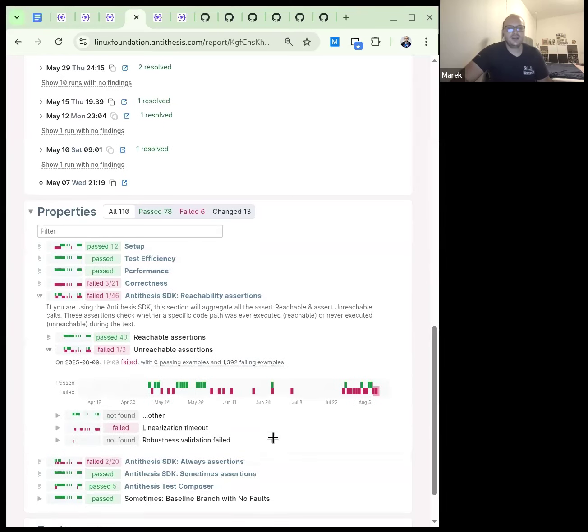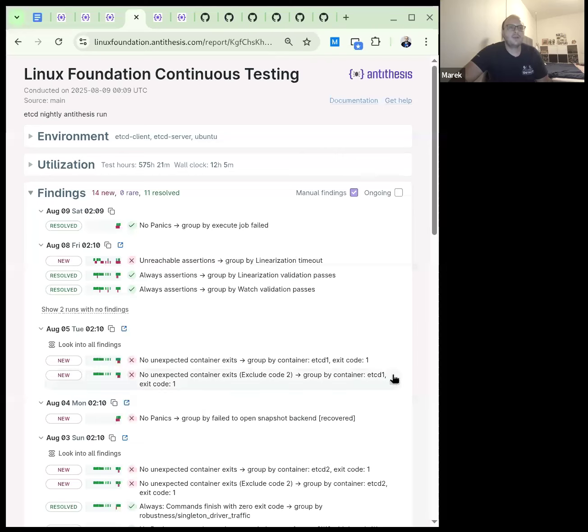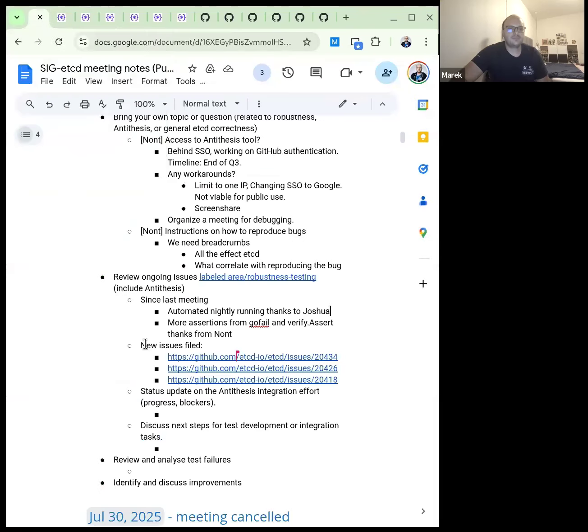So if you look at this graph, no matter failed or passed, how many times we run, now we have this density. There was a period where we didn't make a lot of changes, so it was pretty quiet, and now we are running basically every day, which is great. More runs, more ways to break etcd, or more ways to confirm what works.